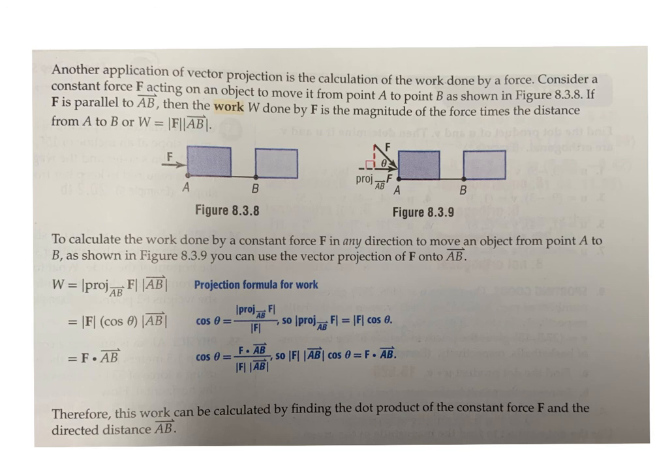This is what you're familiar with from physics, all right? So another application of vector projection is the calculation of work done by a force. Consider a constant force F acting on an object to move it from point A to point B as shown in the figure. If F is parallel to AB, then the work required is the magnitude of the force times the distance from A to B, or force times the magnitude of that vector.